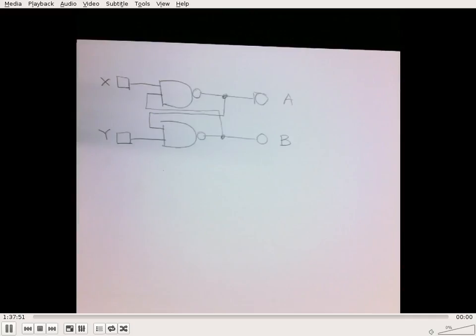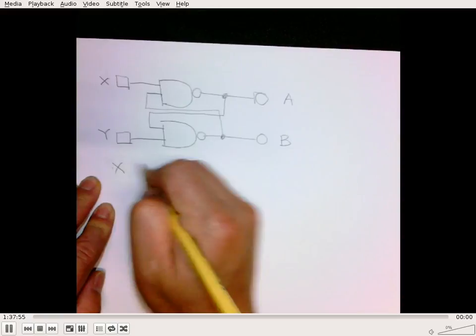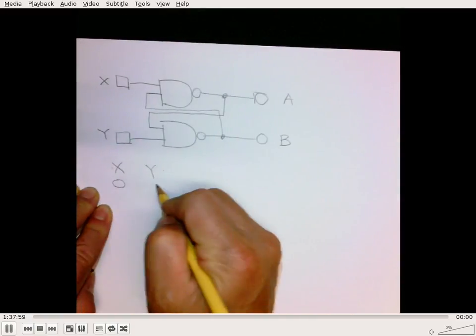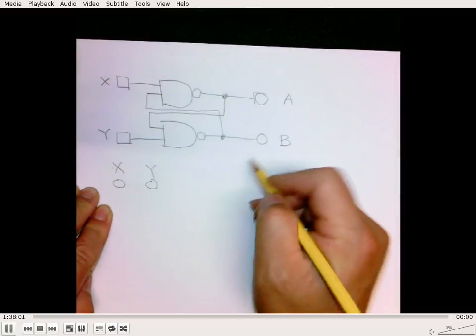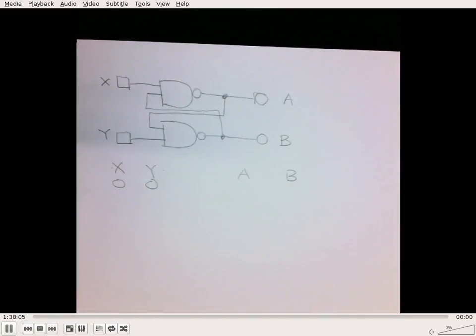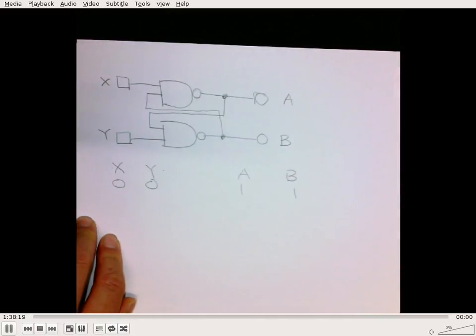Okay? So we'll work out the easy ones first. These are the inputs, X and Y. If X is 0 and Y is 0, then the outputs A and B are fairly easy to work out, because at least one input to each of the NAND gates is a 0. The output of both of them are going to be 1s, because they are negated. No problem, easy peasy, right?